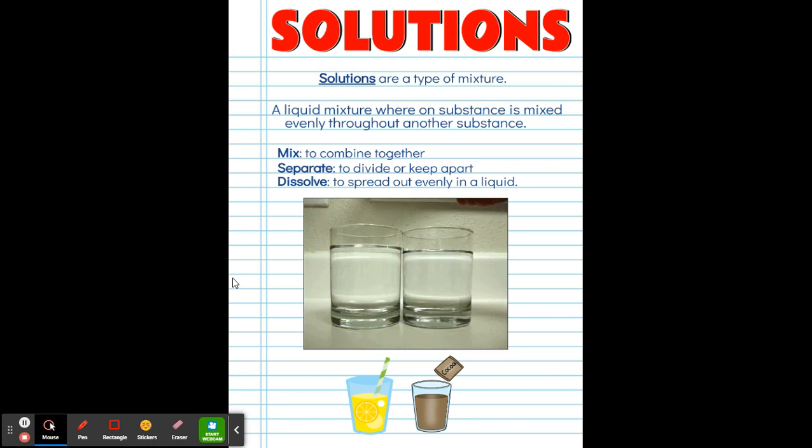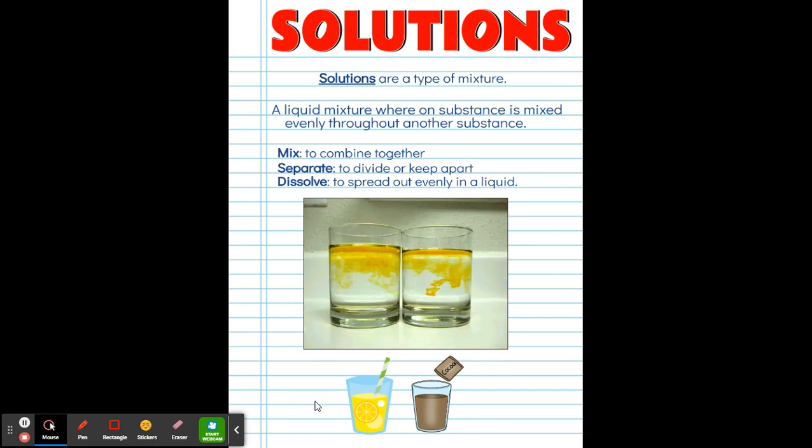Solutions. Solutions are a type of mixture. A liquid mixture where a substance is mixed evenly throughout another substance. To mix means that we're going to combine it together. Separate means to divide or keep apart. And dissolve means that it's going to spread out evenly in a liquid.